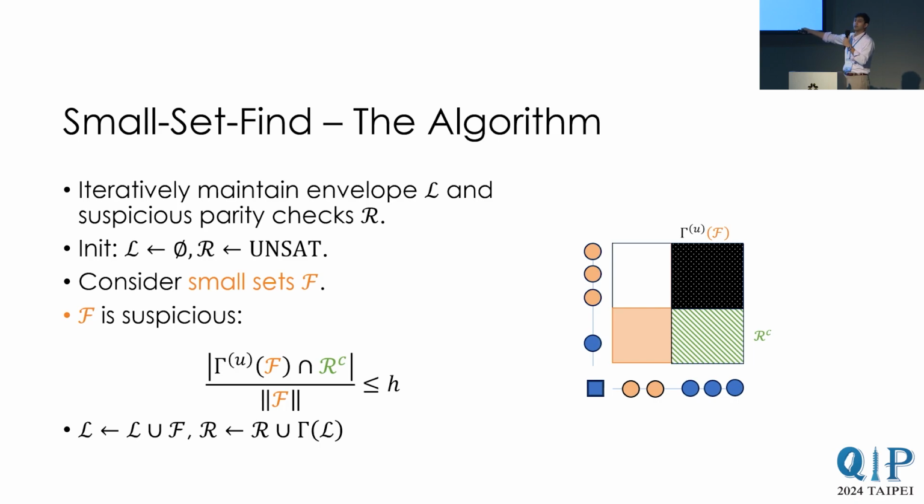And this is like a weighted score function to decide whether or not you trust that set F. And if it's below that threshold, then that set is going to get added to your envelope, and all of its friends are then going to get added to the set of suspicious parity checks. So I don't trust you, I don't trust your friends. And so then the set of suspicious parity checks is going to grow in every iteration past just the set of unsatisfied parity checks that we started with.